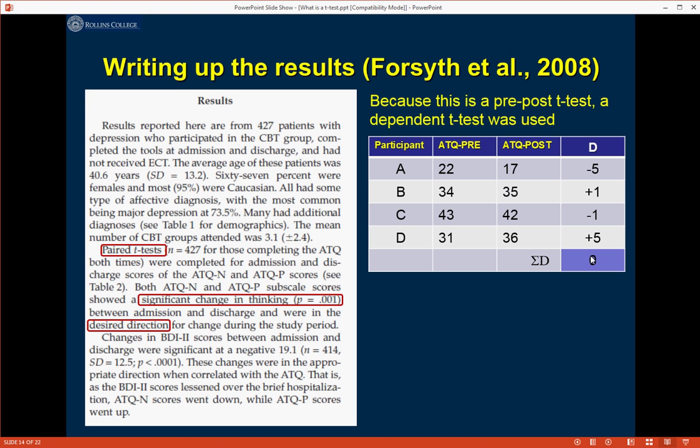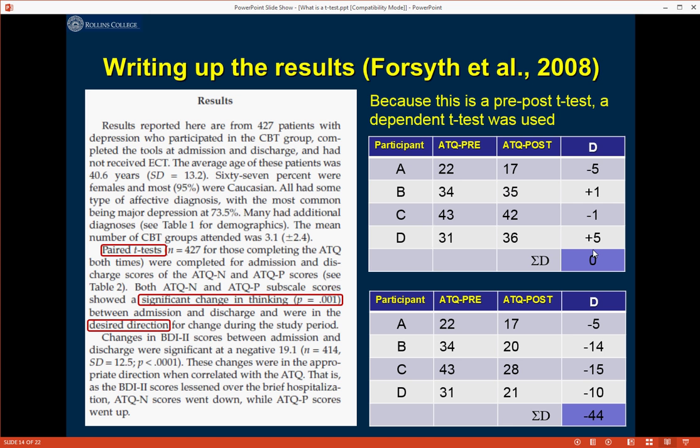So when you sum up all of those D scores and it's -44, now the question becomes, is -44 different enough from 0 for us to reject the null hypothesis? And that's really the foundation of a dependent t-test. In this case they call it a paired sample t-test, paired t-test, it all means the same thing.